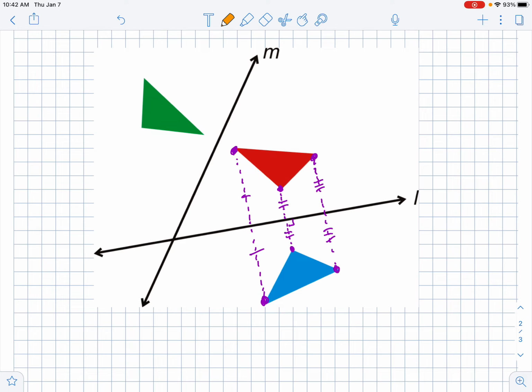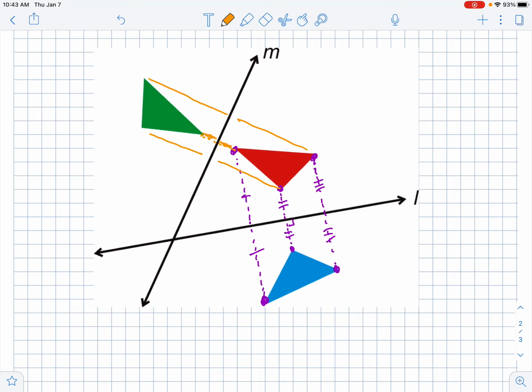Same thing with taking the red triangle and flipping it over the line M. Like this distance to the line of reflection is the same as this distance to the line of reflection. And from here to here is the same as from here to here. And here to here is the same as here to here.